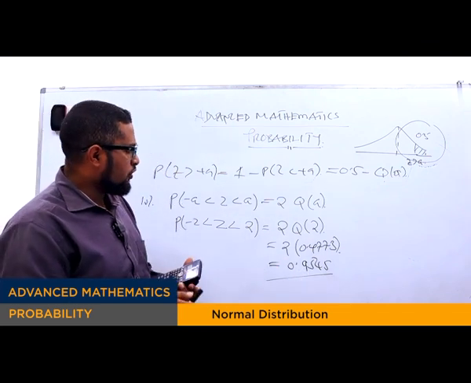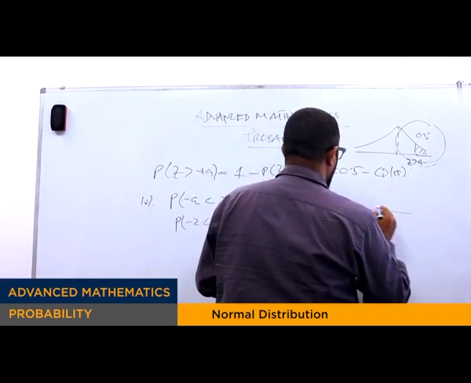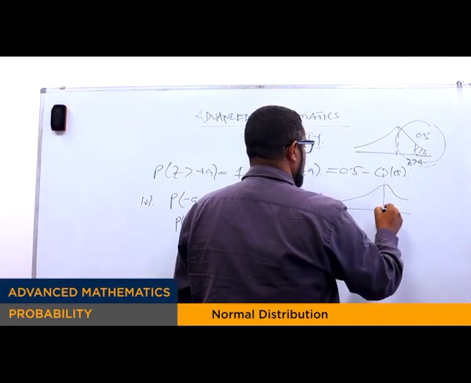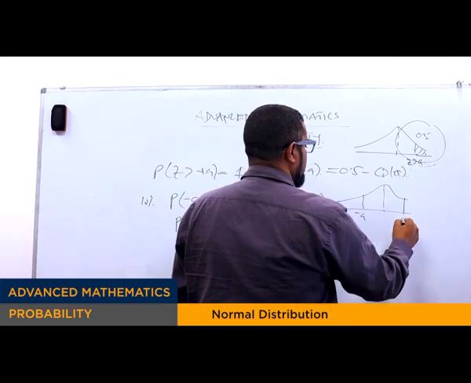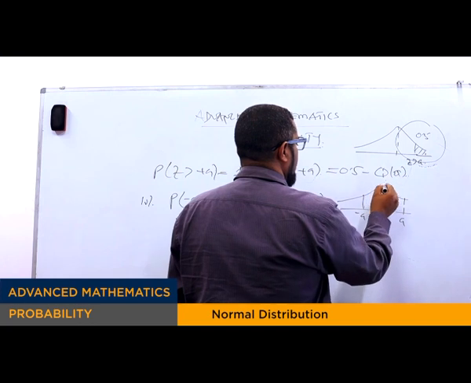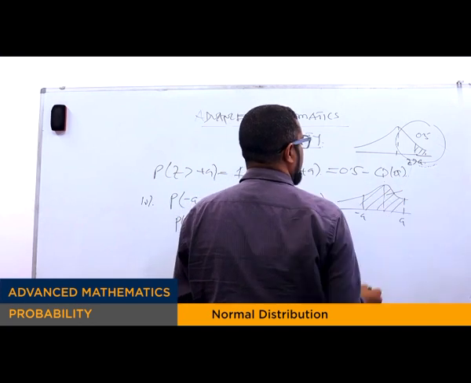So when you draw the curve, here it will be like this. This is the mean, negative a, and this is positive a. So the area that you are looking for is that one. This is the required area.